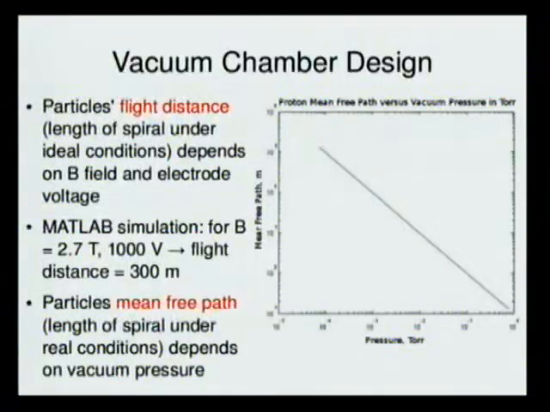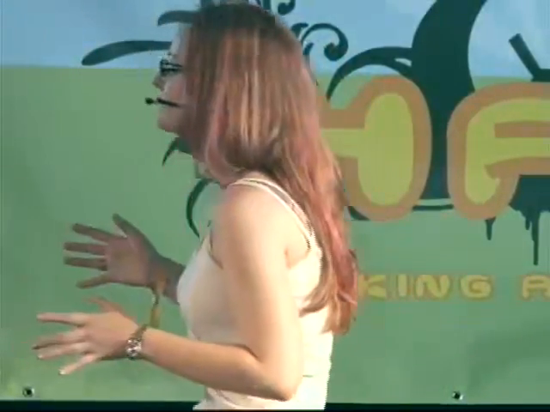Now, on flight distance, there's a MATLAB simulation that I'm going to post to the wiki, I guess, and then link to another website. I'll give you details on that at the last slide. By a MATLAB simulation for a magnetic field of 2.7 torr, 1,000 volts applied to the electrodes, you get a flight distance of about 300 meters. This is in a cyclotron chamber, which is about 8 centimeters in radius. So you'll have something on the order of that.